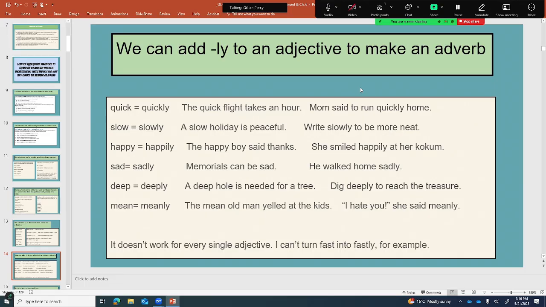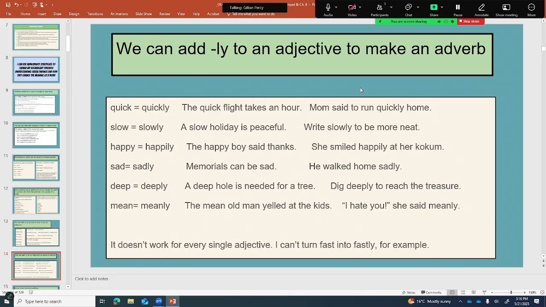A slow holiday is peaceful. Write slowly to be more neat. Again, one's describing the day, one's describing the action of writing. The happy boy said thanks. She smiled happily at her gookum. Memorials can be sad. He walked home sadly.